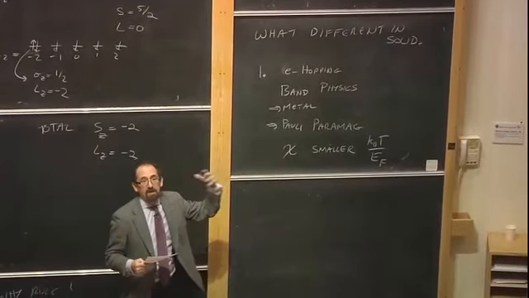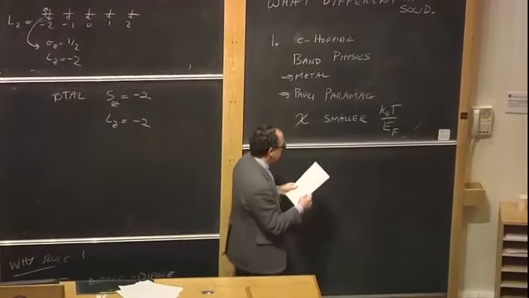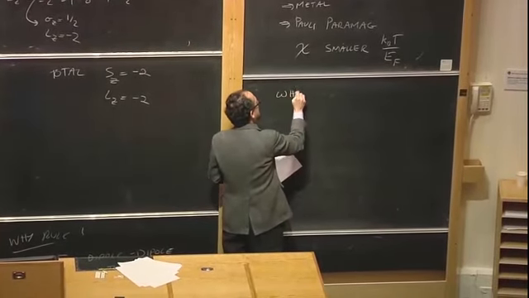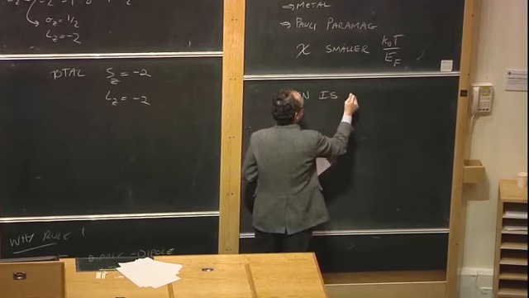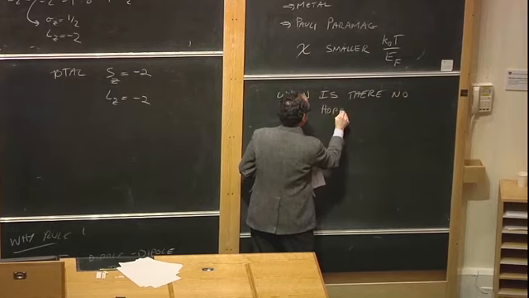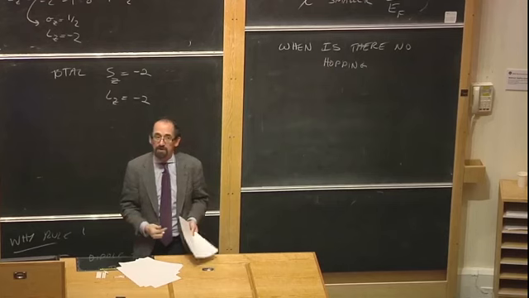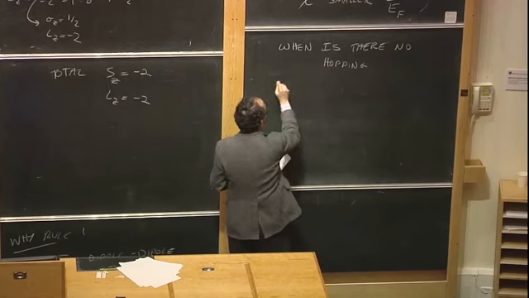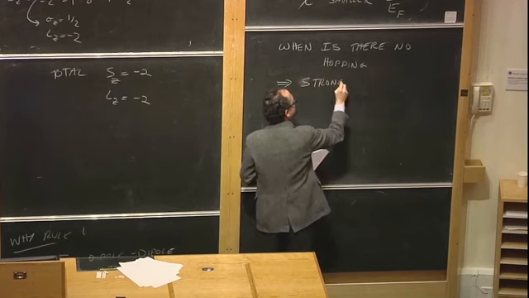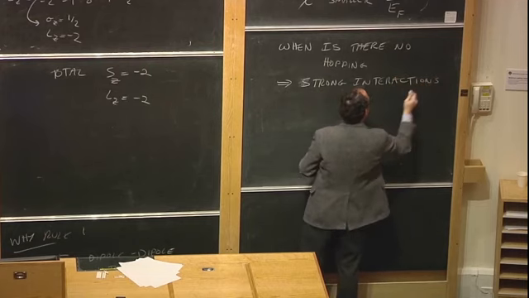If the electrons are hopping from one atom to another, then you might expect to have a metal and Pauli paramagnetism and a much smaller susceptibility. So you might ask, well, when is there no hopping? Why would the electrons ever not hop from one atom to the next? Well, basically, this comes from interactions, when there are strong interactions, and we discussed this before when we talked about Mott insulators.